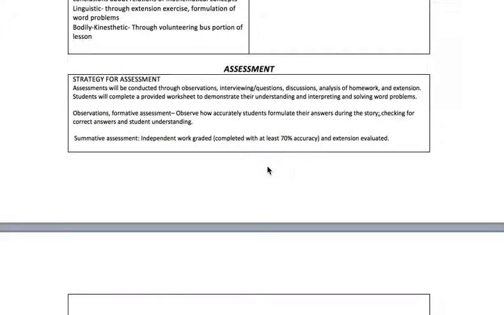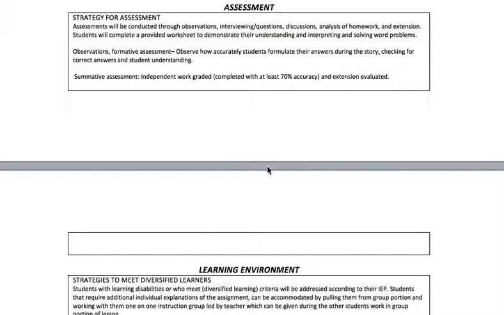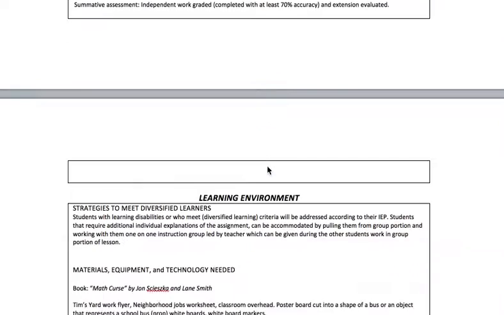The strategy for assessments will be conducted through observations, interviewing questions, and discussions, analyzing the homework and the extension unit. Students will complete the provided worksheet and demonstrate their understanding in interpreting and solving word problems. For formative assessment, I will be observing how accurately the students formulate their answers during the story, checking for correct answers and student understanding. The summative assessment will be independent work graded upon completion, which should be completed with a 70% accuracy, and the extension will also be evaluated.